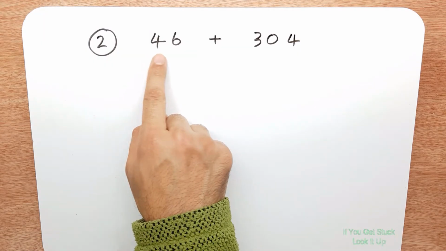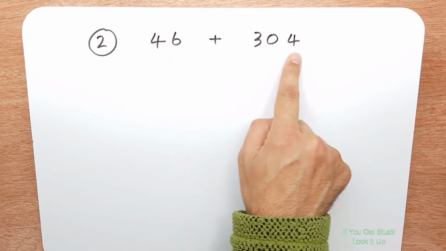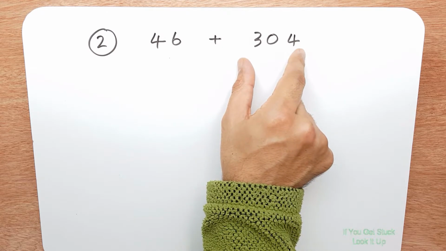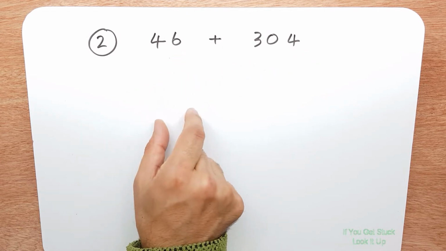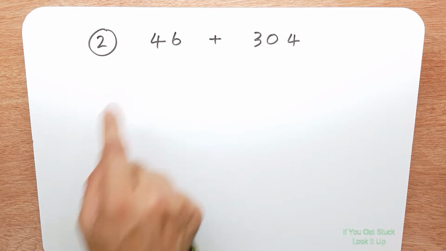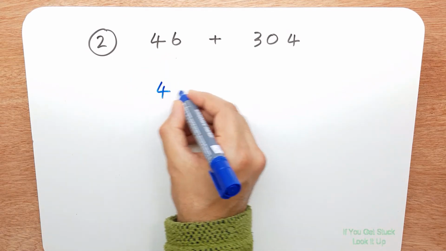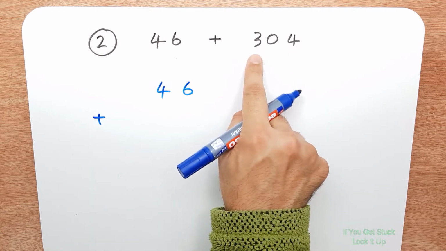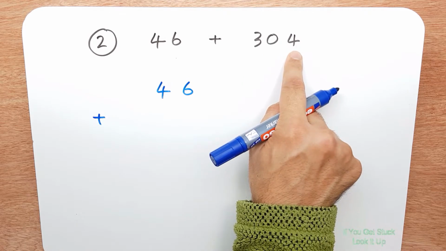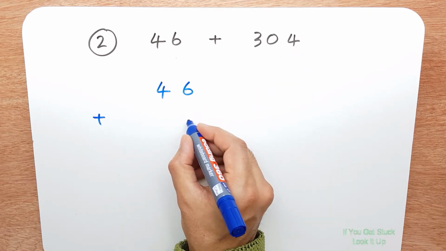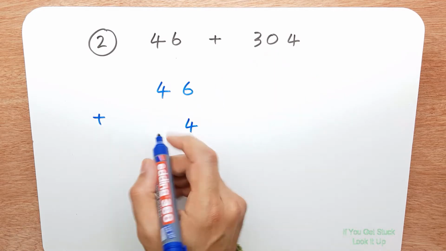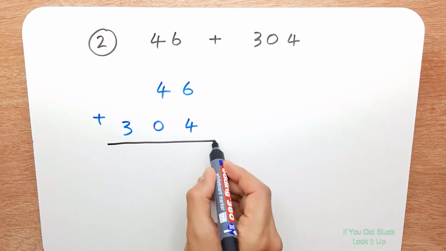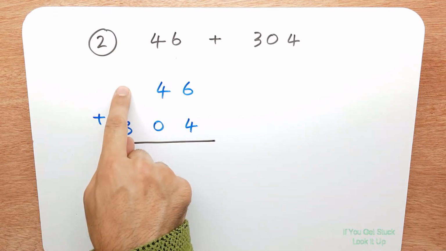Question 2 is 46 add 304. Now there's two ways of doing this. You can put the large number at the top and the small number at the bottom, but I'll continue on like this. 46 add 304. Now be careful, make sure they go into the right places. So that's the units column or the ones column. 0 is in the tens column and 3 is in the hundreds column. Now notice there's a gap here, it doesn't make any difference.